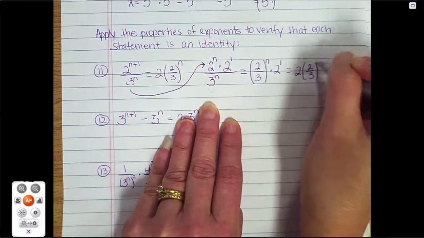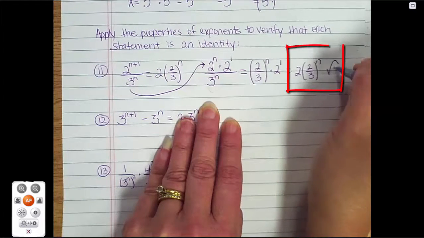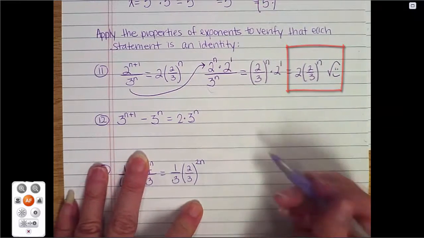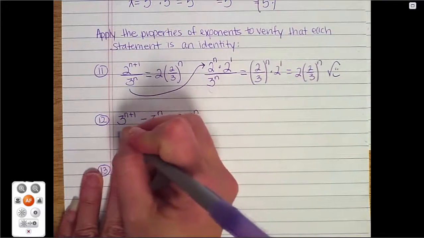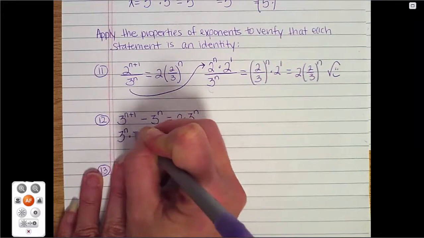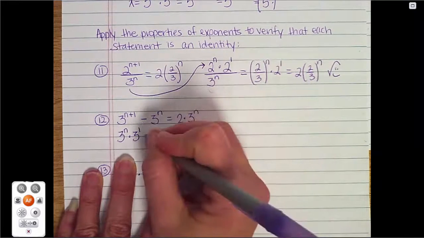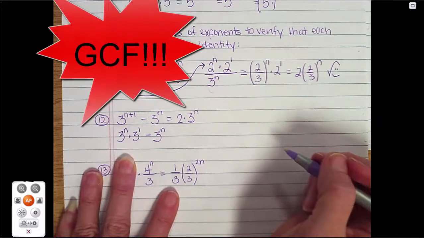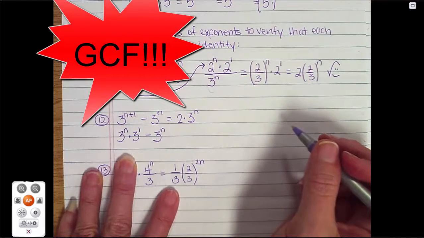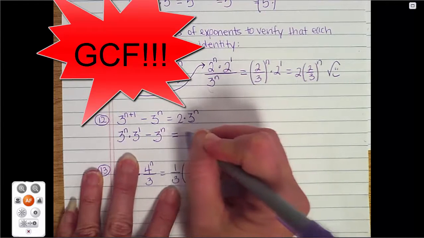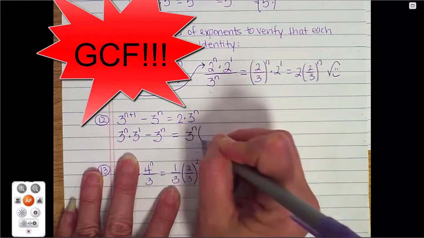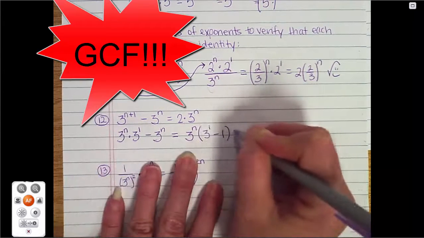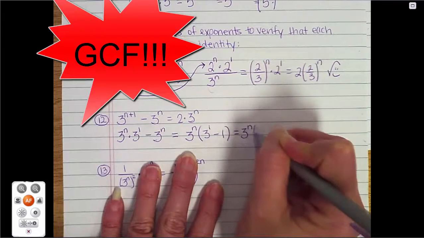We'll work the same one in a similar way. So here I have 3 to the n plus 1, which is really 3 to the n times 3 to the first, minus 3 to the n. Well, here's that seeing structure in expressions, and recognizing that I have a 3 to the n that's a common factor on both parts of my minus sign. So I'll factor out that common 3 to the n, which leaves me with 3 to the first minus 1.